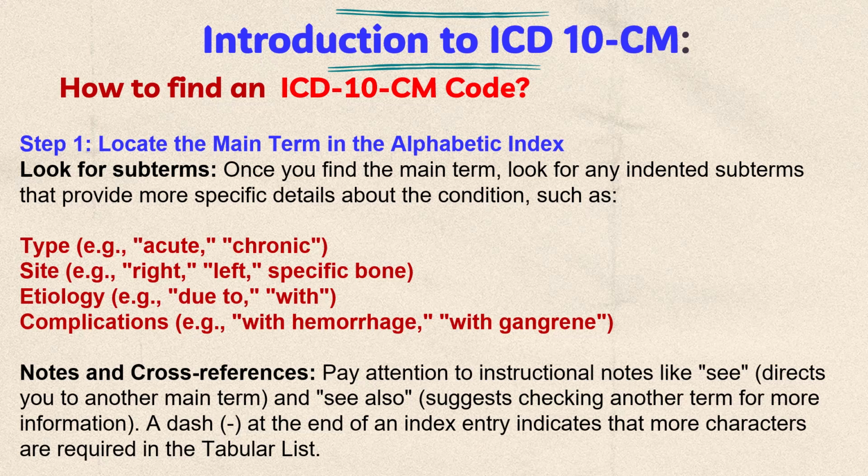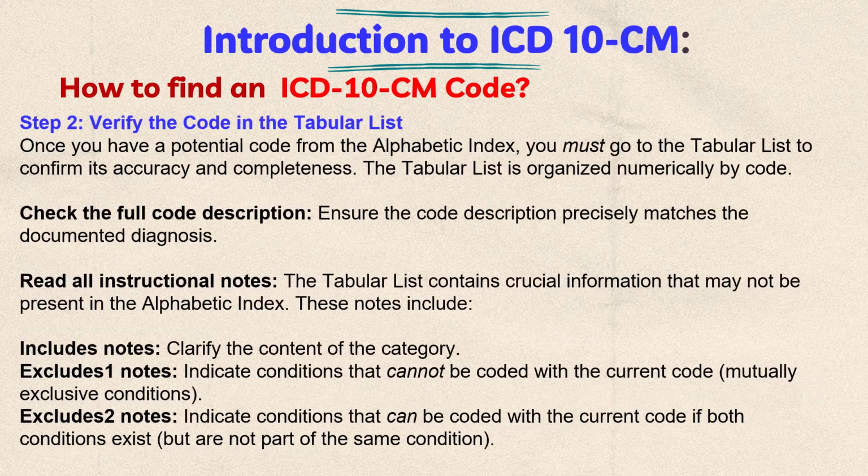Okay, once you locate the term in the alphabetic index, you have to check it with the tabular list. So step 2 is to verify the code in the tabular list. Once you have a potential code from the alphabetic index, you must go to the tabular list to confirm its accuracy and completeness. The tabular list is organized numerically by code. First, you have to check the full code description. Ensure the code description precisely matches the documented diagnosis.